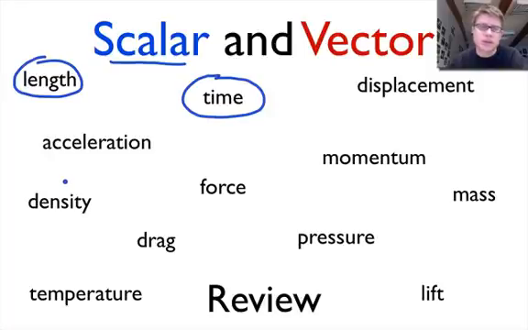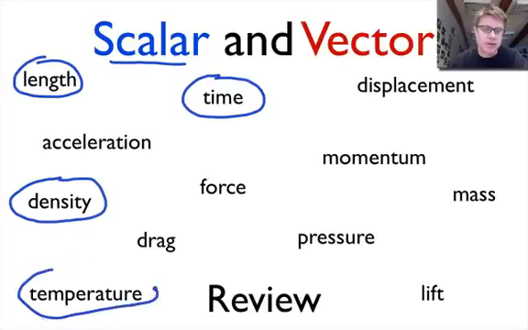What about density? The density of something, that definitely is a scalar quantity. If I say the density of that is 12.8 grams per cubic centimeter north, that doesn't make sense at all. Where's some other scalar quantities? Temperature would be a scalar quantity. It's just how fast the molecules are moving, but it's not in one certain direction.